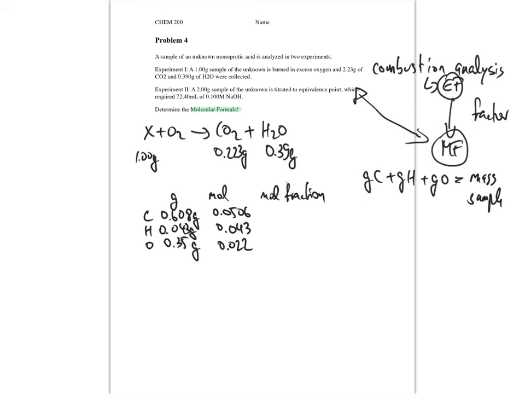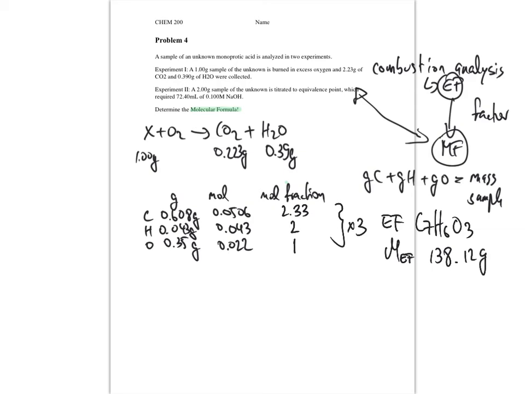And then I look at the 3 numbers and ask myself, which one is the smallest number? Well, very clearly the moles of oxygen. So I'm going to divide each of the 3 numbers by 0.022. That gives me a 1 here, a 2 over here, and 2.33 up here. Now, in order to get the empirical formula, I multiply this by 3, and I get an empirical formula of C7H6O3, and a molecular weight of the empirical formula of 138.12 grams per mole.